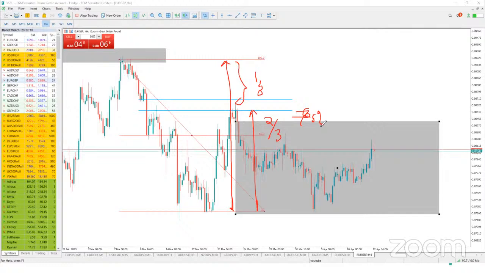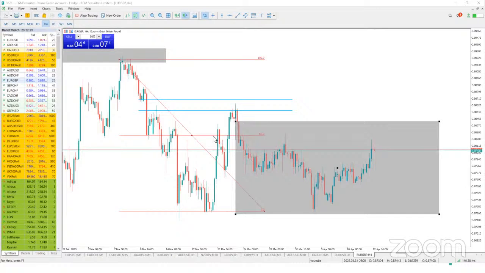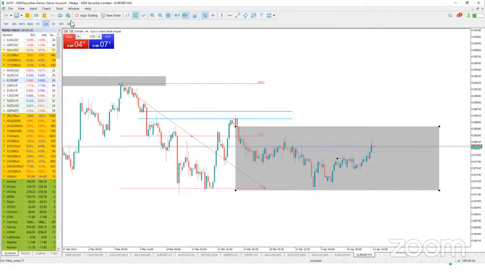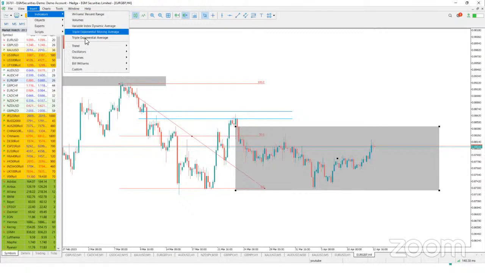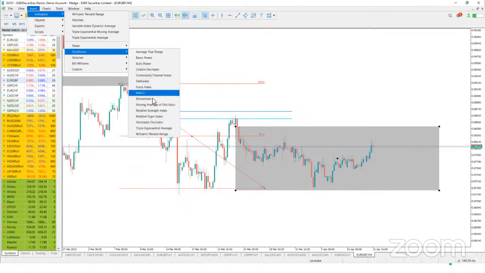So again, exercising some level of patience will help you win much with this strategy. So this is a downward move. Let's look for an uptrend. Or what else could we have used to confirm this entry? Let's insert some indicator like the oscillator for confirmation.